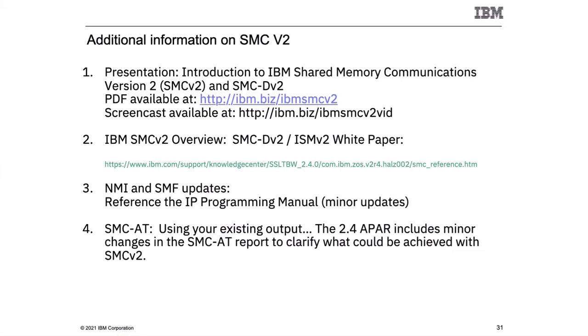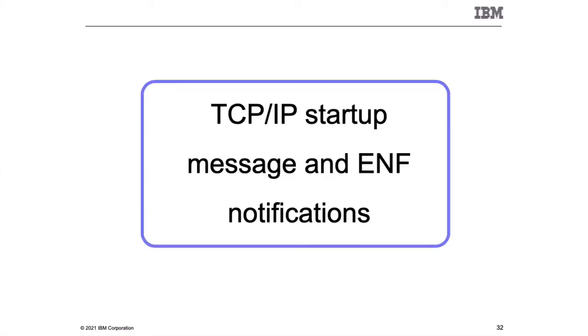Next, I'd like to shift gears and talk about enhancements in V2R5 for TCP/IP initialization complete notifications. There are many workload applications that have a dependency on TCP/IP being fully initialized before they are started. But when is TCP/IP really initialized? And that answer may be different depending on what the application needs.